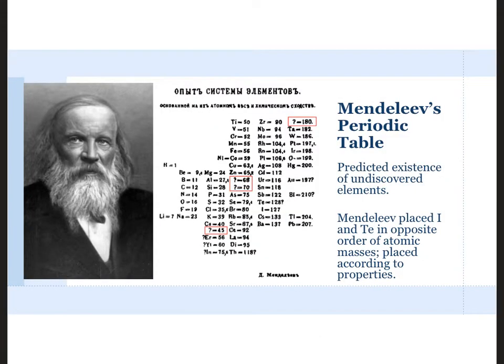Two scientists, Dmitri Mendeleev and Lothar Meyer, combined the known atomic masses and the known elemental characteristics to produce a periodic table. However, Mendeleev used his periodic table to predict the existence and properties of yet-to-be-discovered elements, as indicated by the red boxes in the image. Mendeleev chose to place the elements iodine and tellurium in opposite order than their atomic masses would suggest, placing them with elements of similar properties. His assumption that their masses were incorrectly determined proved to be correct.